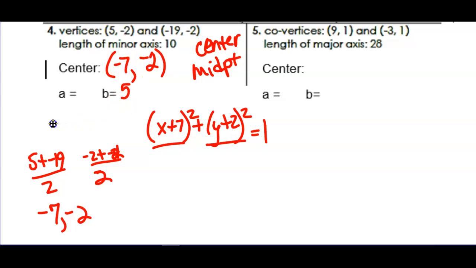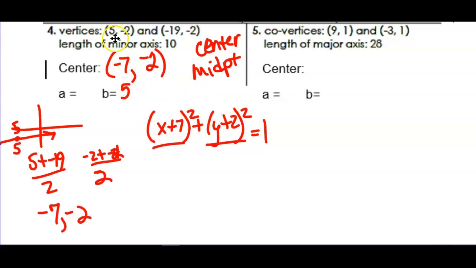Okay, if I were to sketch this thing, I'd go left 7 and down 2. And then the minor axis is 10 units, so it's 5 up and 5 down. And we got to figure out what the major axis is. How do I know the major axis goes that way? That's a good question. Well, let's see how far apart these bad boys are.